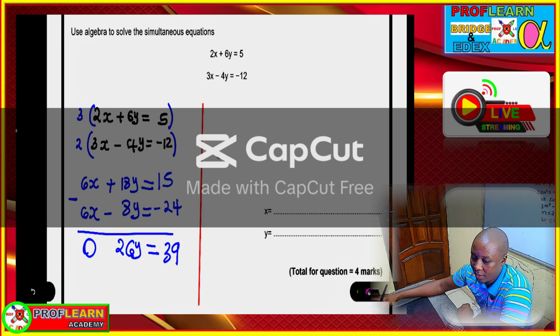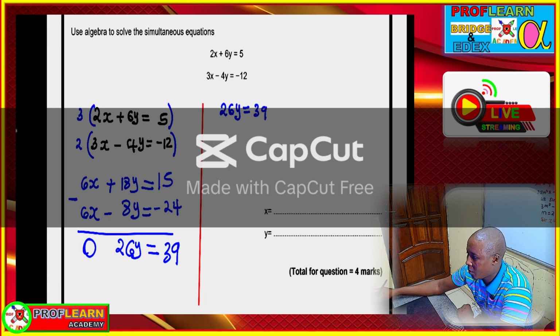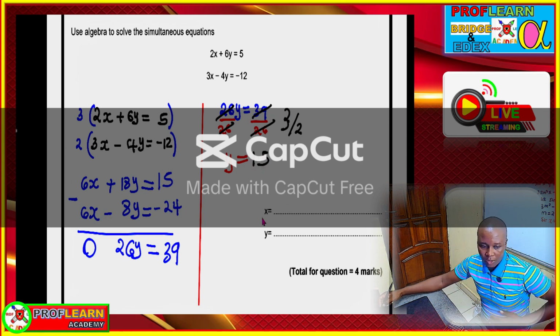So we are going to have 26y is equals to 39. Then now we are going to divide both sides by 26. Our y is going to translate to 3/2, so that is 1.5. Yeah, can you check whether it's true?